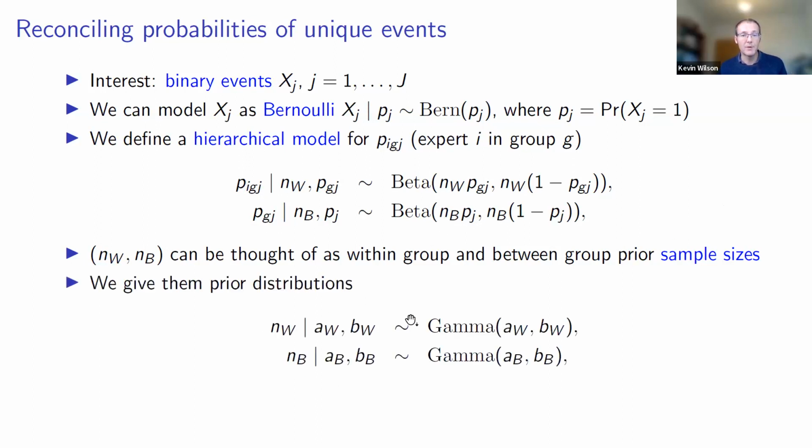We can also learn about the information, the uncertainty of each of the individual experts by giving these within and between group sample sizes prior distributions as well. These are positive, so I'm giving them gamma prior distributions. And these hyperparameters here, the a's and the b's, would then control two things. They'd control essentially how uncertain each expert is in terms of the information they're giving us. So what sort of prior sample size is it equivalent to?